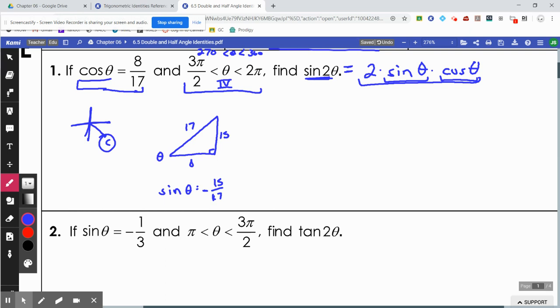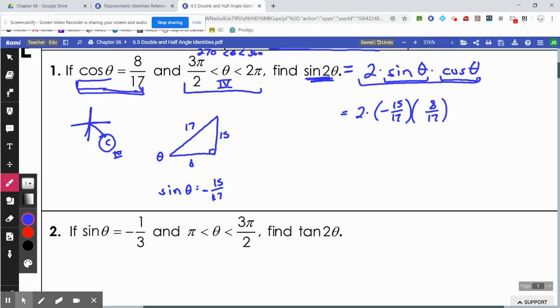So what I now have is an original angle that was somewhere in the 4th quadrant, somewhere between 270 and 360. Now, what I'm going to do is double that angle. So that makes it somewhere between like 540 and 720. I'm going to double the angle, and I'm going to find the sine of it. Now, how do I do it? I do 2 times the sine of the original angle, which I just found, times the cosine of the original angle, which was given to me.